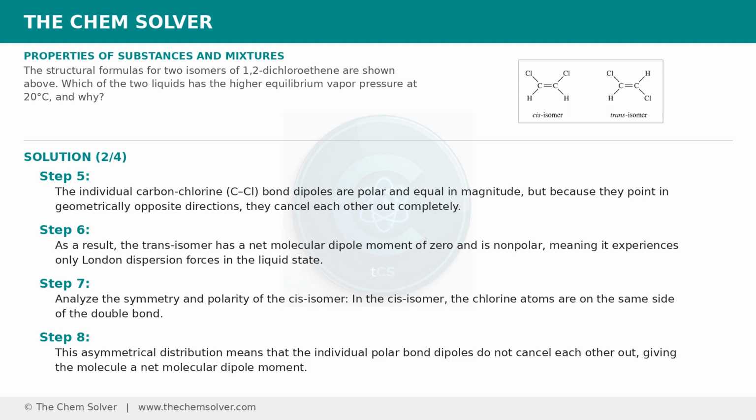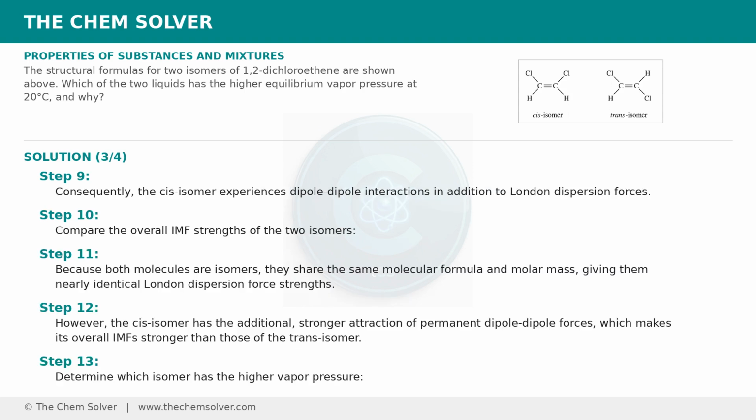Analyze the symmetry and polarity of the cis isomer. In the cis isomer, the chlorine atoms are on the same side of the double bond. This asymmetrical distribution means that the individual polar bond dipoles do not cancel each other out, giving the molecule a net molecular dipole moment. Consequently, the cis isomer experiences dipole-dipole interactions in addition to London dispersion forces.